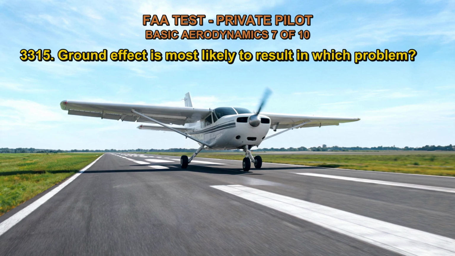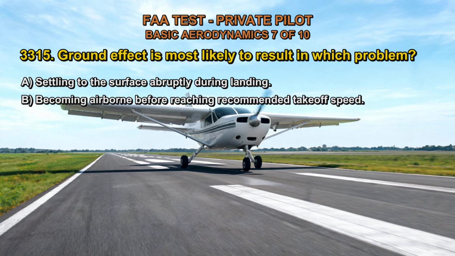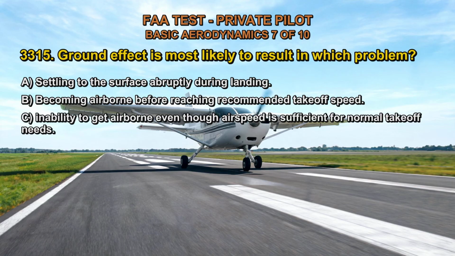3315. Ground effect is most likely to result in which problem? A. Settling to the surface abruptly during landing. B. Becoming airborne before reaching recommended takeoff speed. C. Inability to get airborne even though airspeed is sufficient for normal takeoff needs. The correct answer is B.